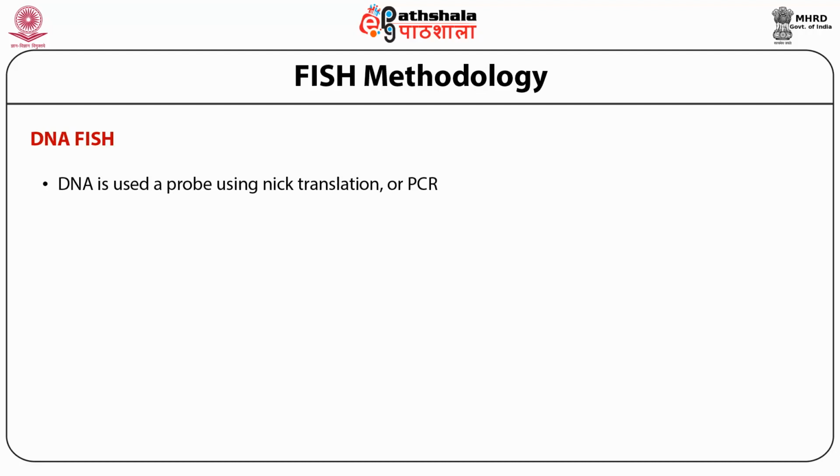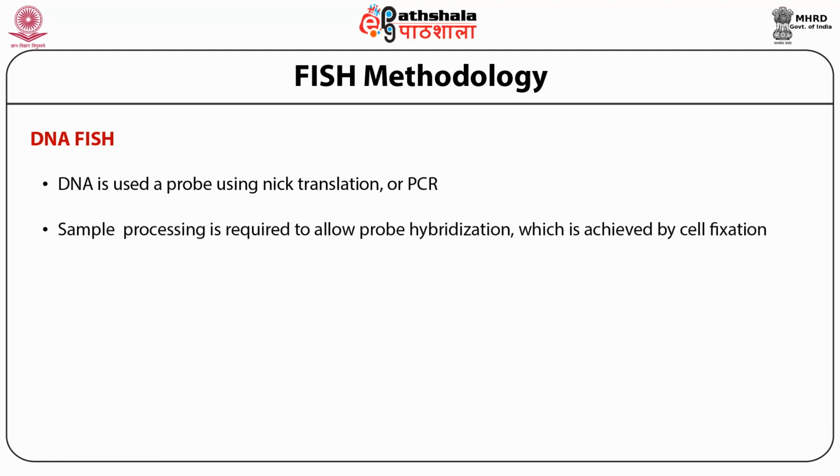In this case, it is very important that the sample is processed before the hybridization takes place, because in a live cell or in a sample which is not fixed, the DNA probe cannot enter the cell. Therefore, those cells need to be fixed using specific fixative solutions such as paraformaldehyde, glutaraldehyde or formaldehyde, which create pores in the membrane and allow the DNA probe to go in and hybridize with the DNA of the sample inside the cell.